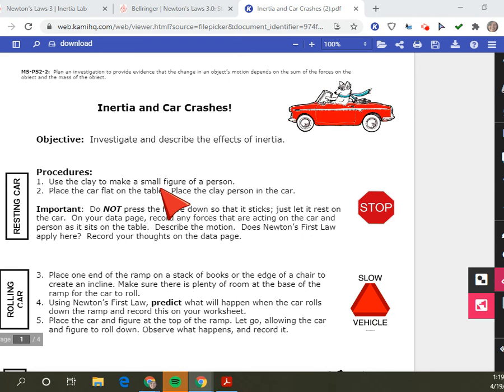Use the clay to make a small figure of a person. Place the car on a flat table. Place the clay person in the car. So let me pull up my camera so you can see what we're doing here.